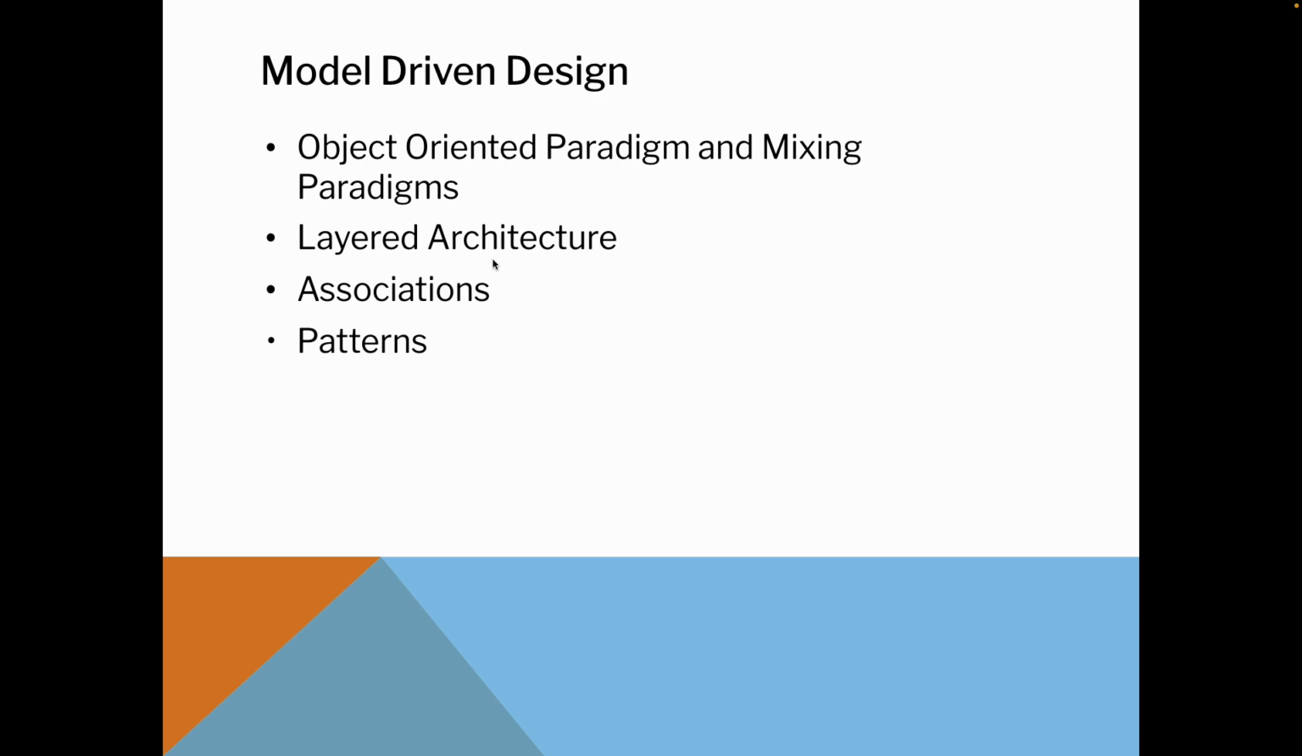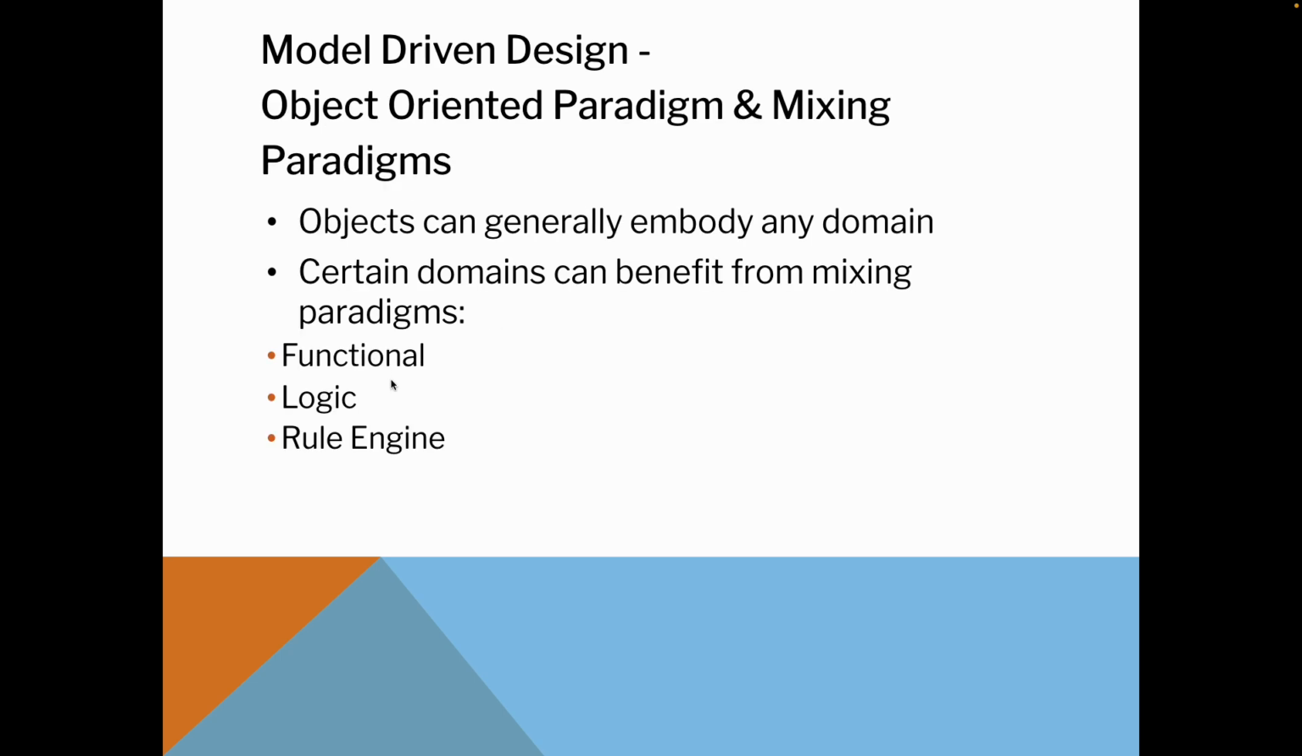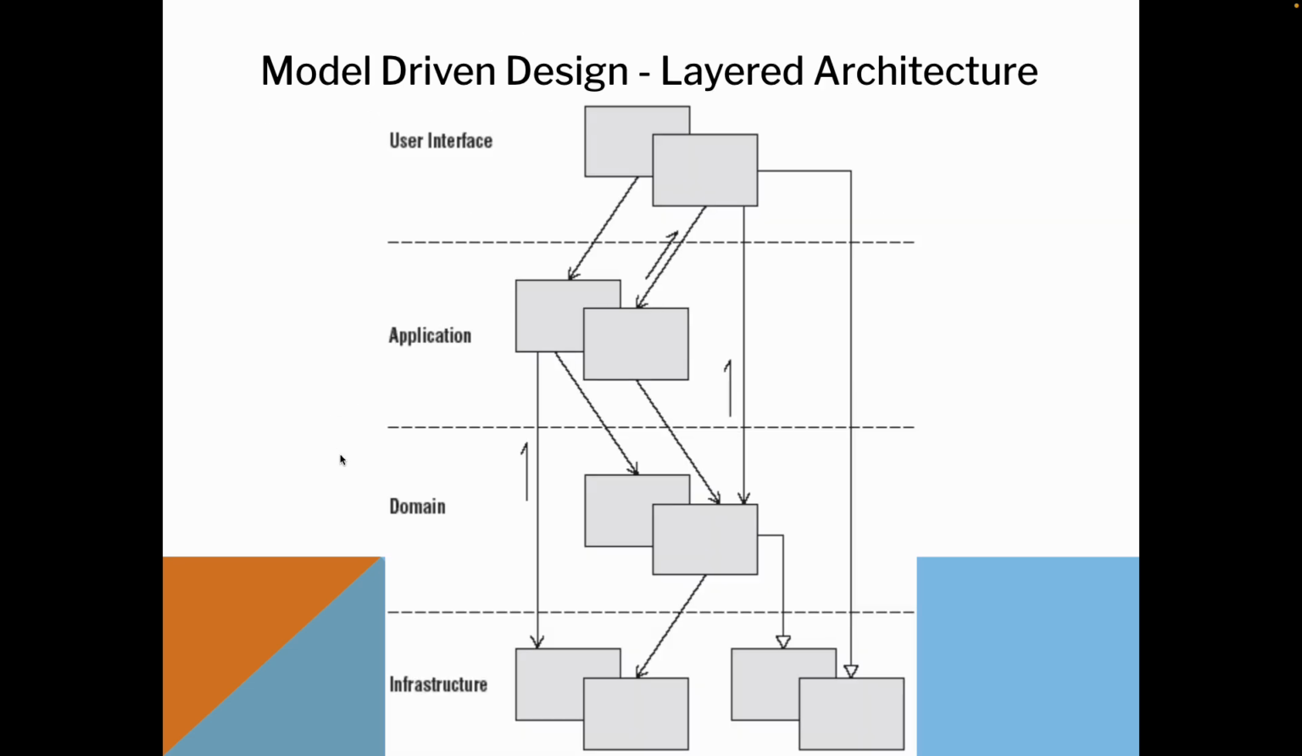Next, we want to think about layered architecture, and then there's associations between objects and then patterns. So let me dig into each one of those next. I already covered this to an extent. So yeah, objects can generally embody any domain. We can always start with object-oriented programming first. But then certain domains can benefit from mixing paradigms like functional, logic, or rule engine. I already covered that. Next is layered architecture, recommended in domain-driven design. They said that systems are often built as a layered architecture.